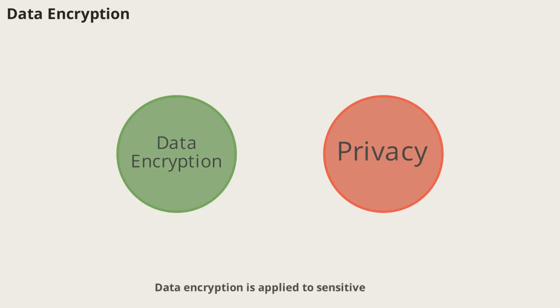Data encryption is applied to sensitive information such as messages and passwords. Encryption ensures that data remains secure during transmission and storage, protecting user privacy and preventing unauthorized access. This measure is vital for maintaining trust and compliance with data protection regulations.